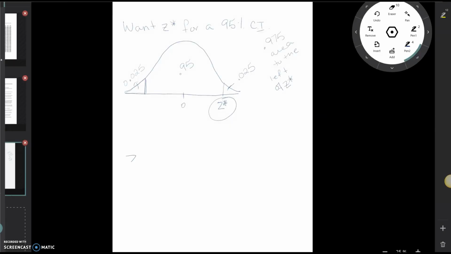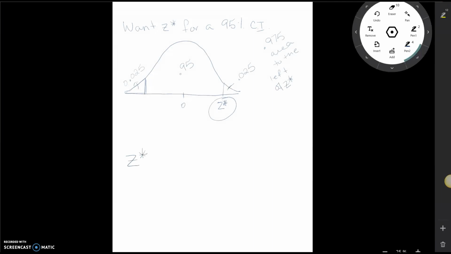So a z star for a 95% confidence interval is going to be 1.96. And that's exactly what we saw using StatKey, and that's also in those common z star value tables in the notes. Let's look at another example.